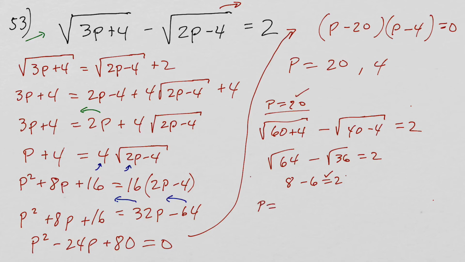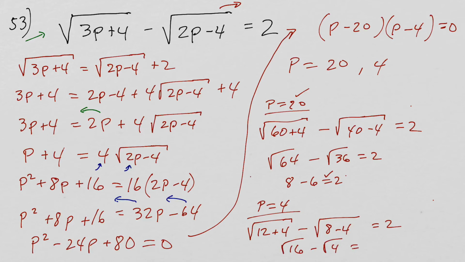Let's check the 4. I'm going to plug it in again. The square root of 3p, which is now 12, plus 4, minus the square root of 2p, which is 8, minus 4. Is this equal to 2? Well, the square root of 16 minus the square root of 4, is this 2? Well, 4 minus 2, this is equal to 2. So that works out. So that checks out. So both of these are valid solutions. Neither of them are extraneous, and they both have to be included.